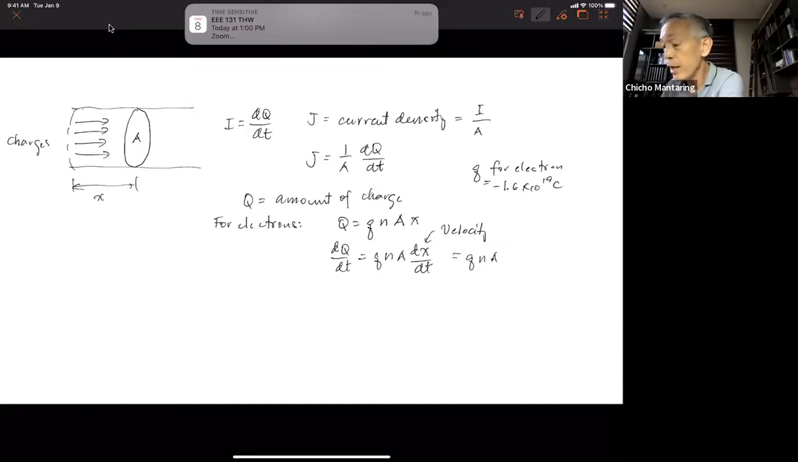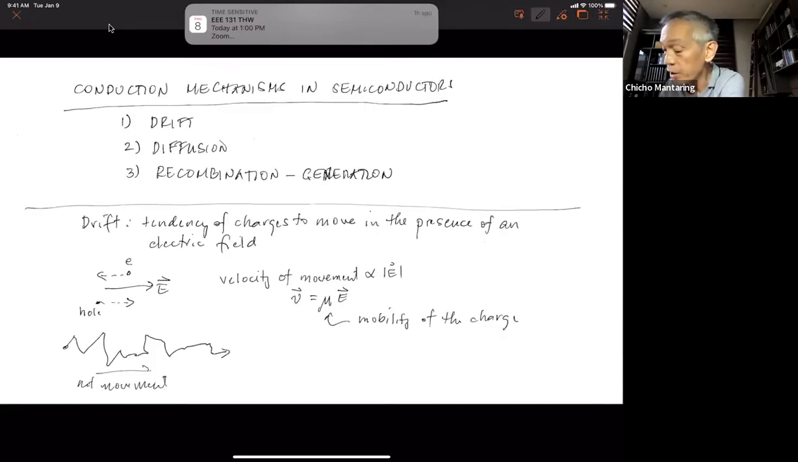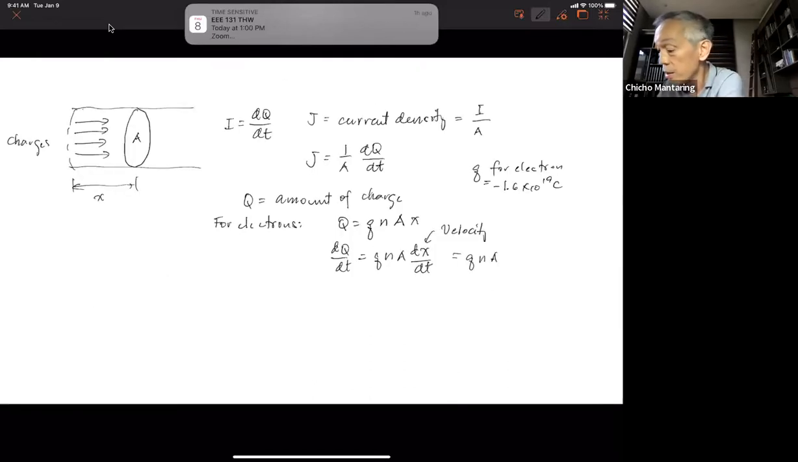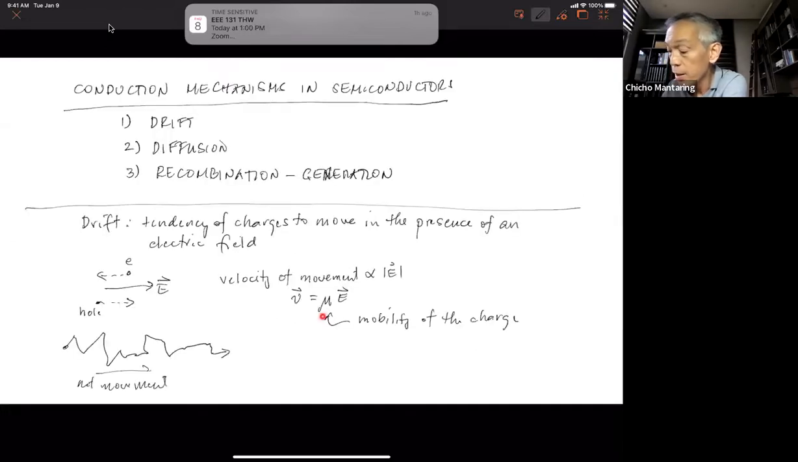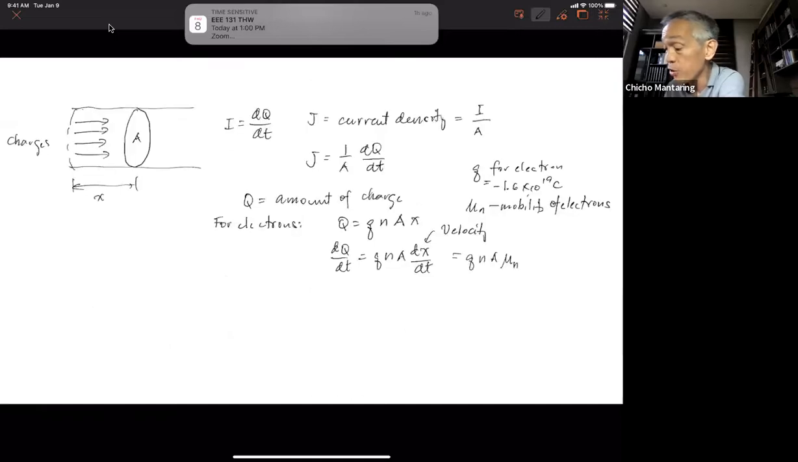Okay. And what is your velocity? Here we said velocity is mu times E. Now we're going to distinguish it by saying mu sub n. So mu sub n is the mobility of electrons, because here we just said the mobility of the charge. So if it's an electron, we say mu sub n. If it's a hole, we say mu sub p.